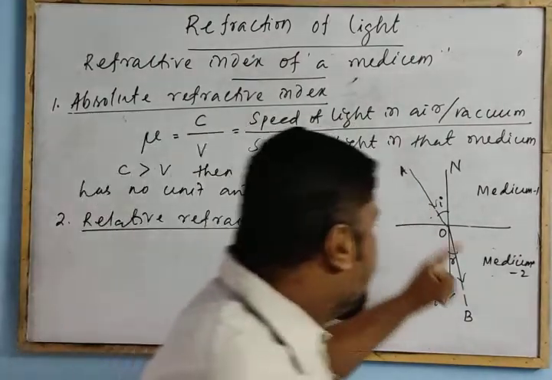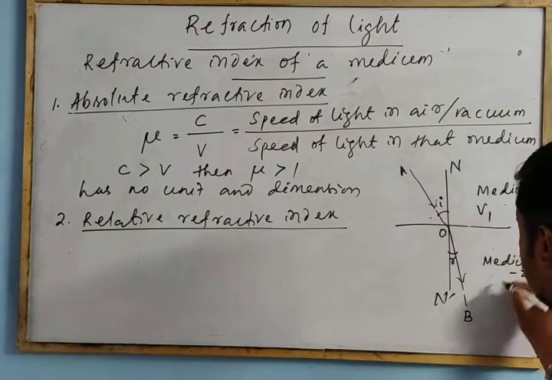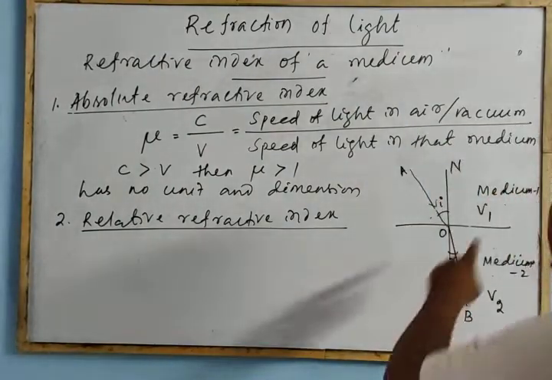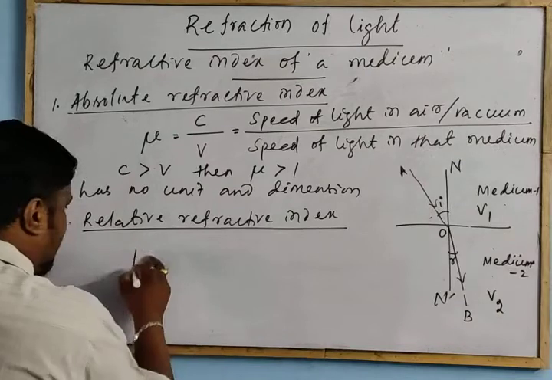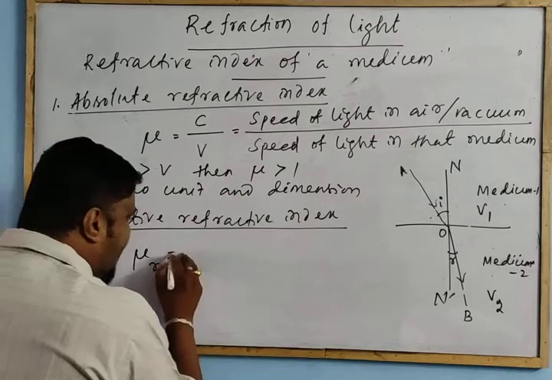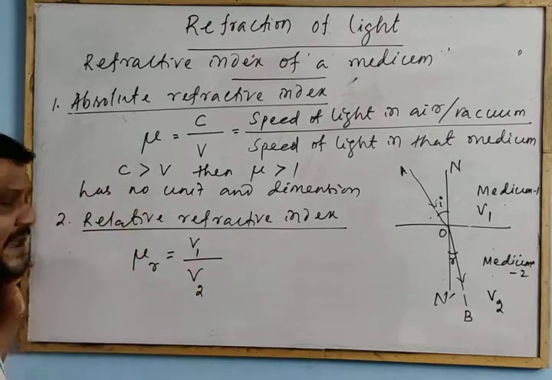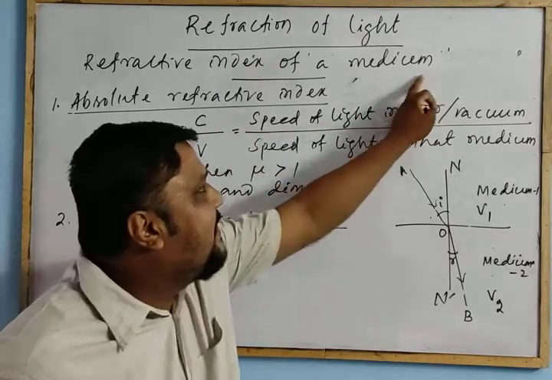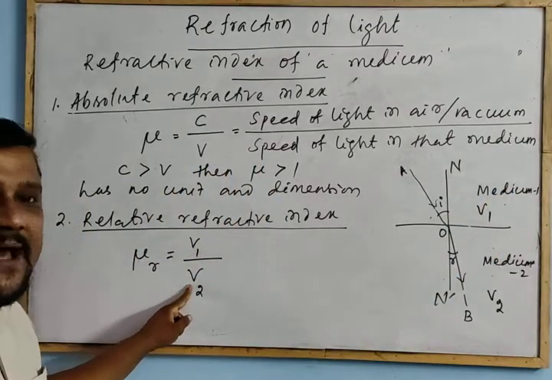When the ray is traveling from medium 1 to medium 2, let the speed of light in medium 1 be V1 and the speed of light in medium 2 be V2. It changes its speed from one medium to another. When you calculate the relative refractive index mu R, we can write it like this: mu R is equal to the speed in medium 1 divided by the speed in medium 2. Means when you say relative refractive index, the air medium is replaced by any other medium, that velocity divided by the second medium.